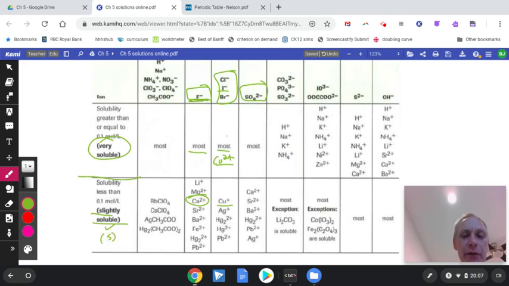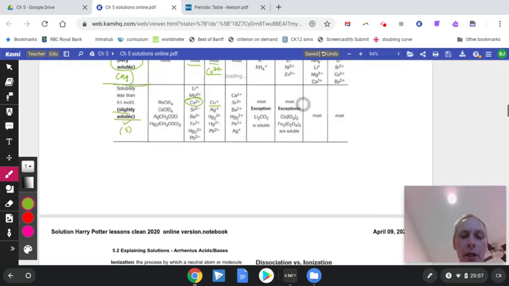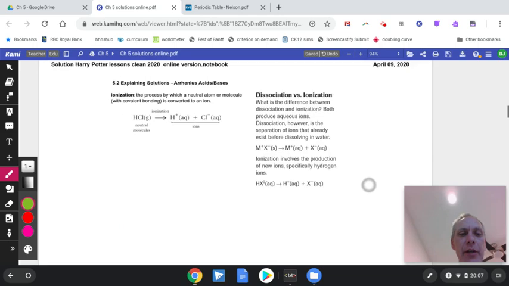And if it was made up of copper 2 plus, it would dissociate into its aqueous ions. How about that? Okay, moving on. Keeping the pace up because we've got a fair amount to cover here.